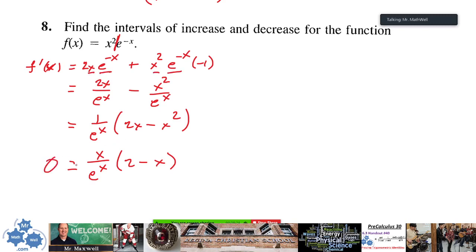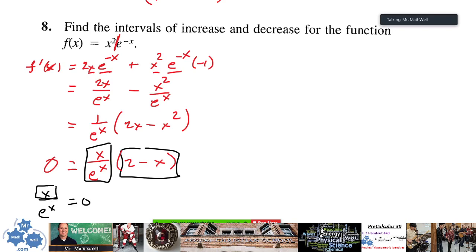Okay, let's let this equal 0. Nice. So I need to let each factor now equal 0 and solve for x. So if this one, x over e to the x, equals 0, so what am I looking for? I'm just focused on the top here.